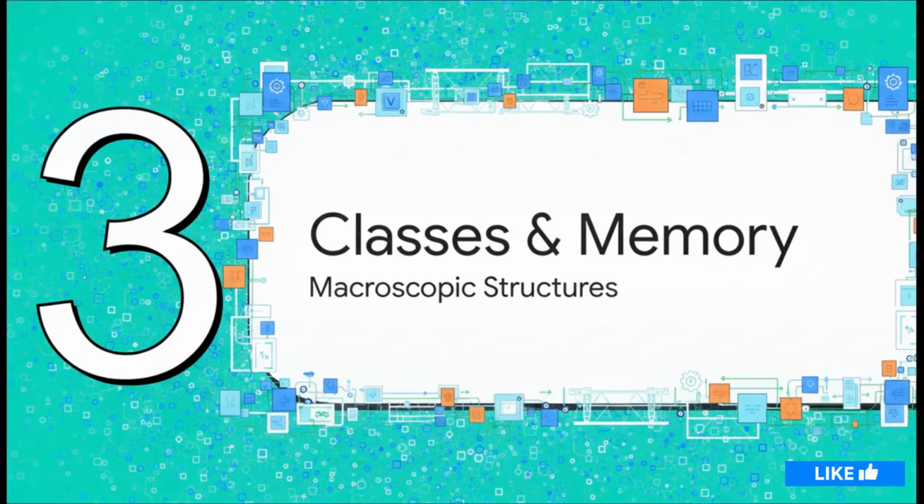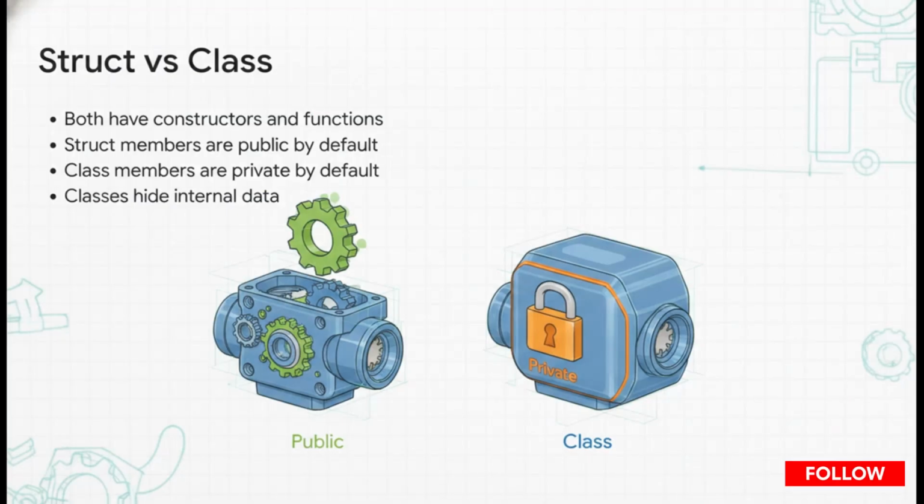Okay, Section 3, Classes and Memory. Time to look at macroscopic structures. We've mastered the microscopic elements, so let's zoom out a bit to the macroscopic level. How do we group all these primitive variables and pointers into structured, complex behaviors? In C++, we do this using structs and classes. While both of them support constructors and member functions, their default security is fundamentally different.